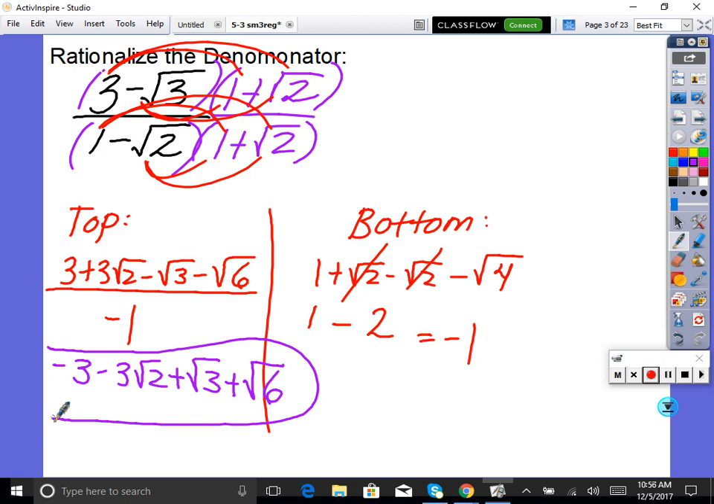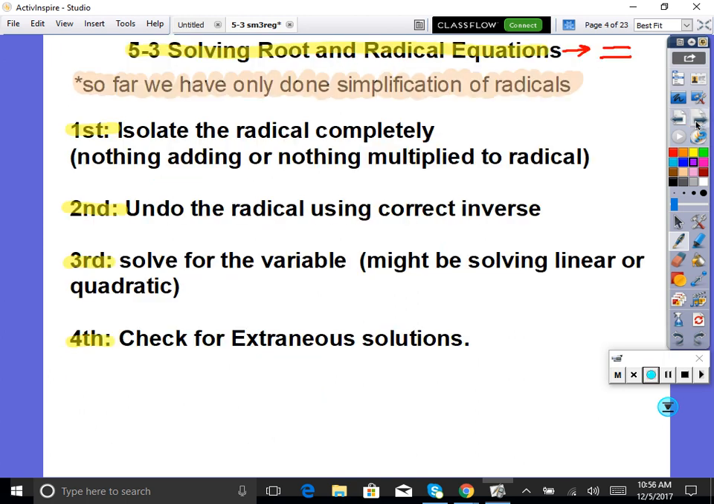Okay, very similar. Here we go. Let's get on to today's lesson. So today's lesson is one of my favorites because it's very straightforward. It's just algebra, which is super nice. Understand, in this unit so far, all we have done is simplify. We have not solved. Today we're going to be solving.